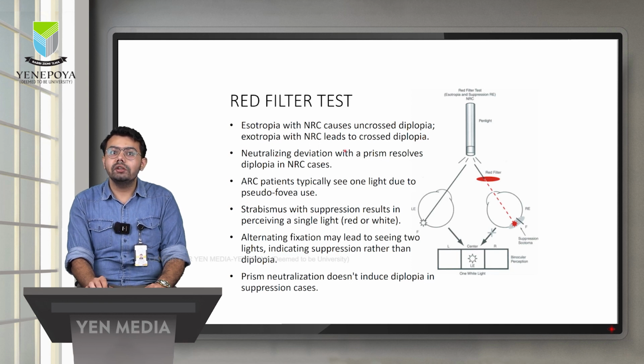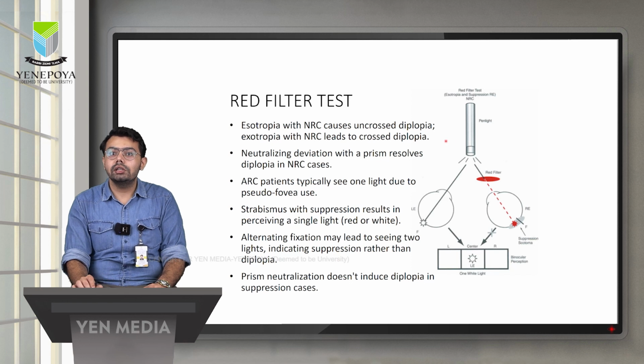If we neutralize the deviation with a prism, that will help in resolving the diplopia in cases of normal retinal correspondence. Abnormal retinal correspondence patients typically see only one light due to pseudofovea, as we have seen in monofixation syndrome. Strabismus with suppression results in perceiving a single light, that is a red light or a white light. If there is a suppression, the image from that eye will be suppressed by the brain, and we get to see only the image from the non-affected eye. And alternating fixation may lead to seeing two lights, indicating suppression rather than diplopia.